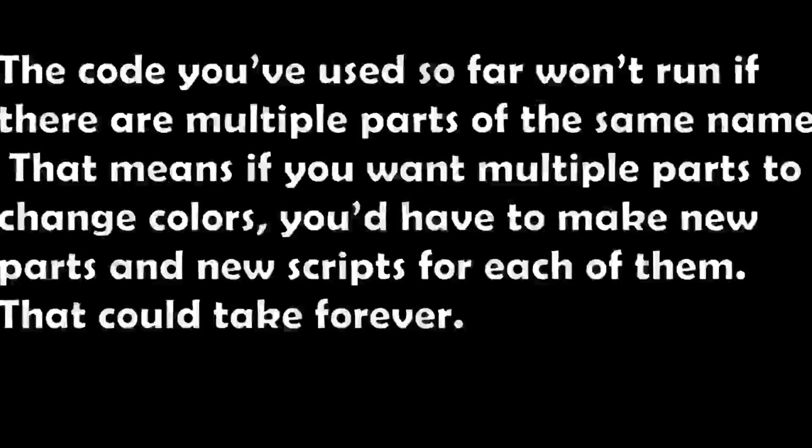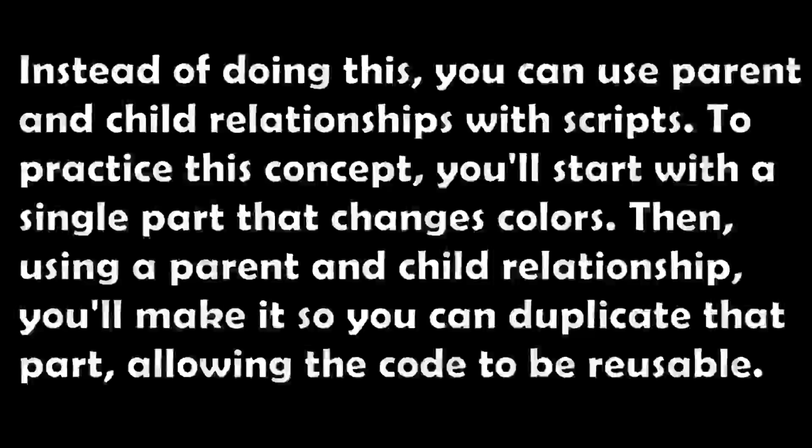So anyways, let's start. The code you've used so far won't run if there are multiple parts of the same name. That means if you want multiple parts to change colors, you'd have to make new parts and new scripts for each of them. That could take forever. Instead of doing this, you can use parent and child relationships with scripts. To practice this concept, you'll start with a single part that changes colors. Then, using a parent and child relationship, you'll make it so you can duplicate that part, allowing the code to be reusable. This practice can be included in any blank template.